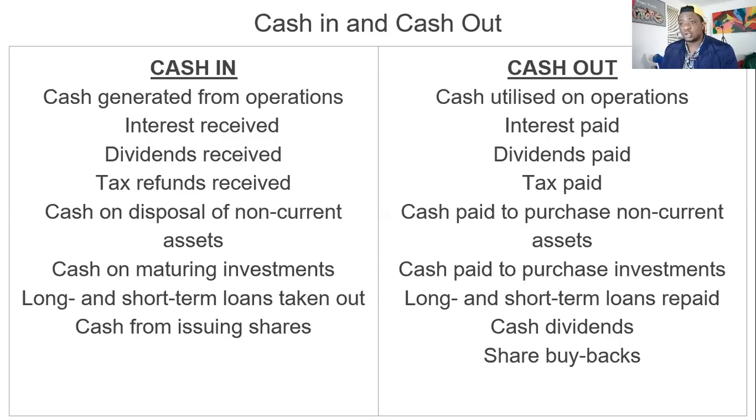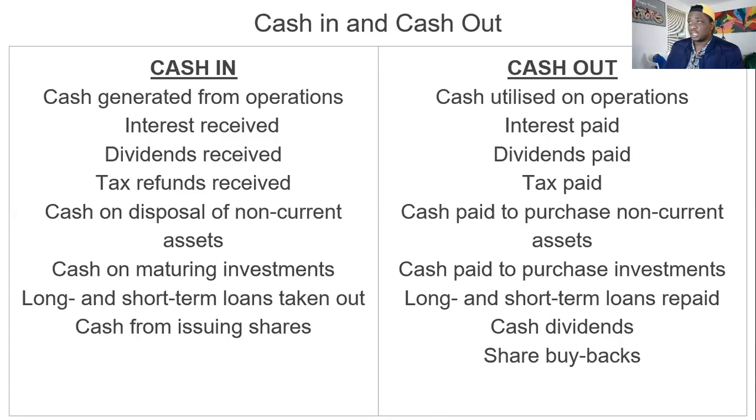And then cash on maturing investments. Again, that is investing activities. You had a fixed deposit of 100,000, and now it is maturing, and they pay you back that deposit. So you need to record that as an inflow on investing activities. And then the long-term and short-term loans taken out, that will be financing activities. As we already said, the business finances either by loans or by equity. And then lastly, cash from issuing shares. That's obviously a financing decision because you issue shares so that you can finance the equity.